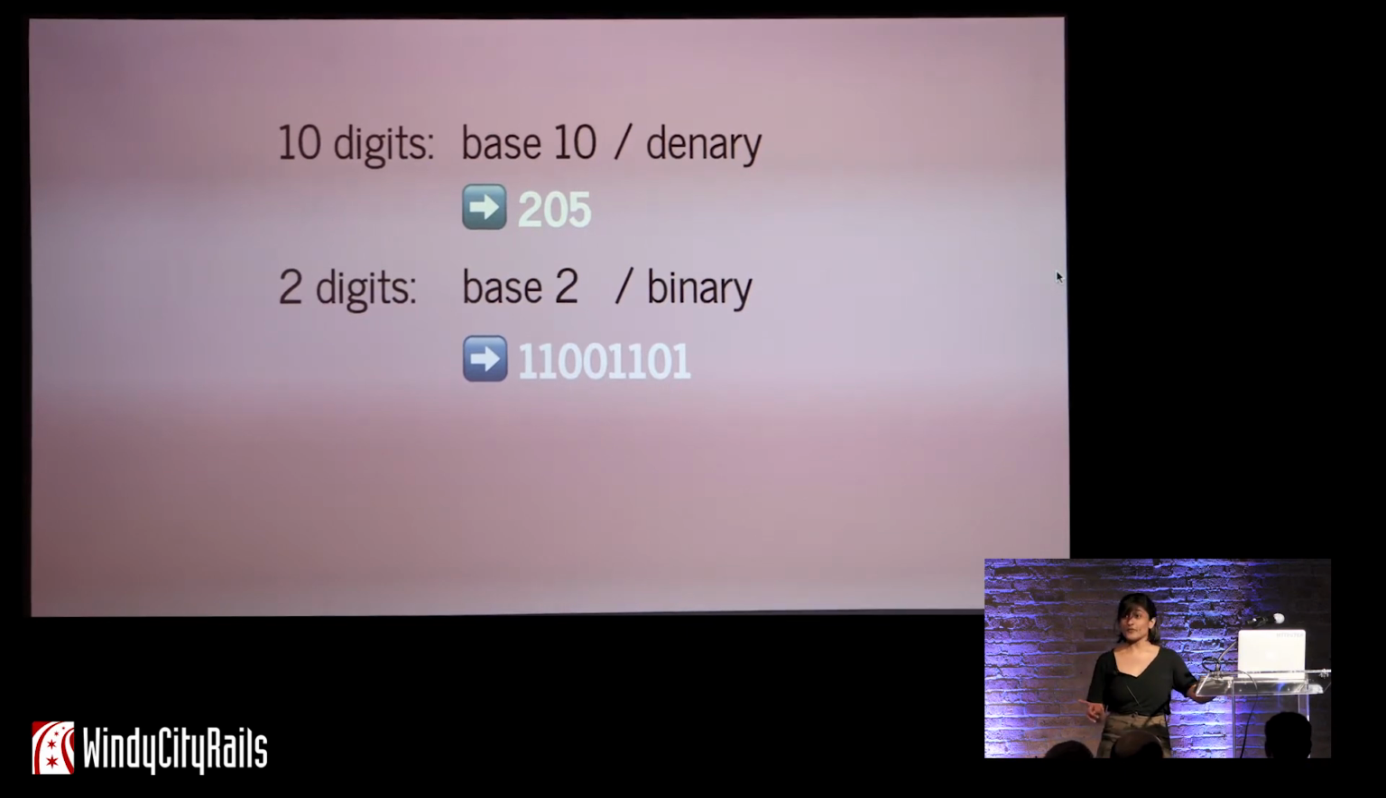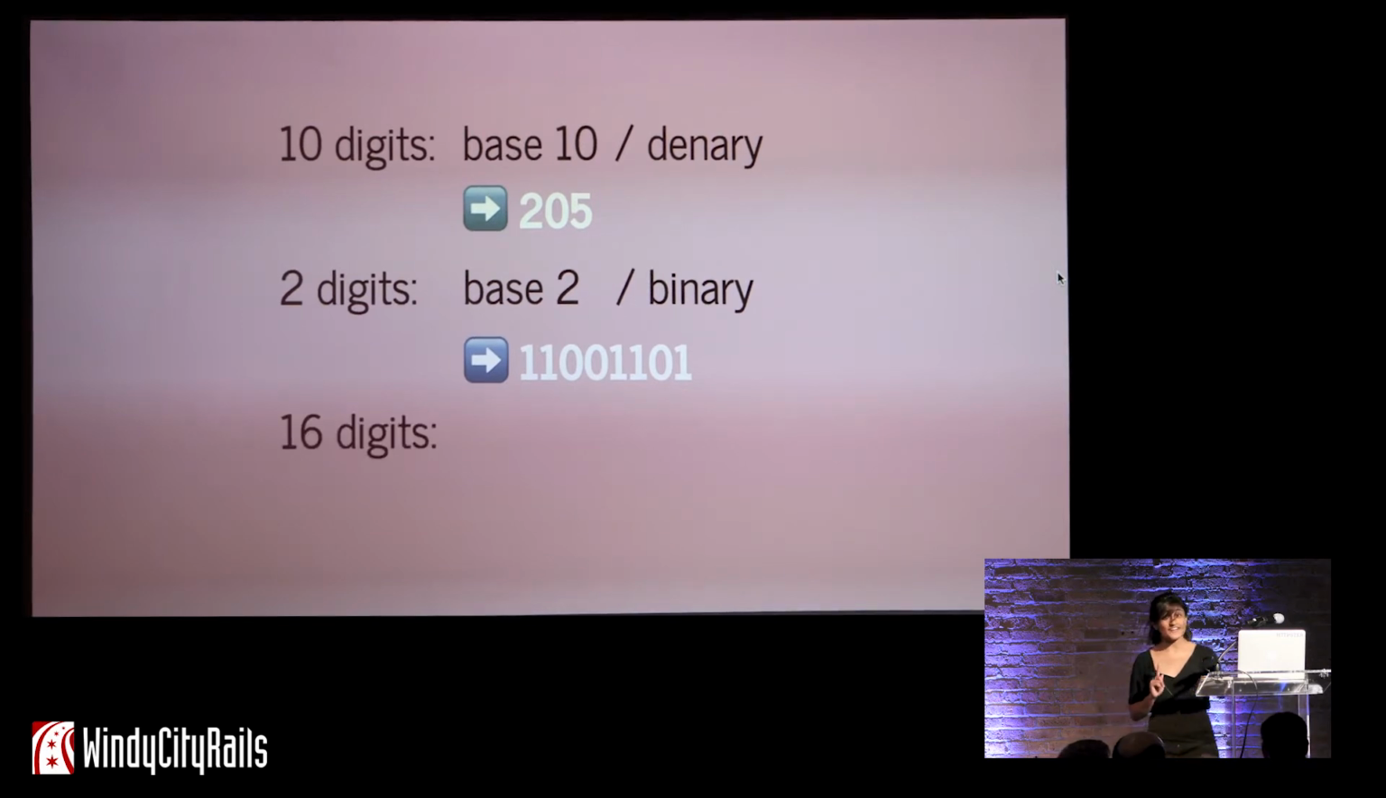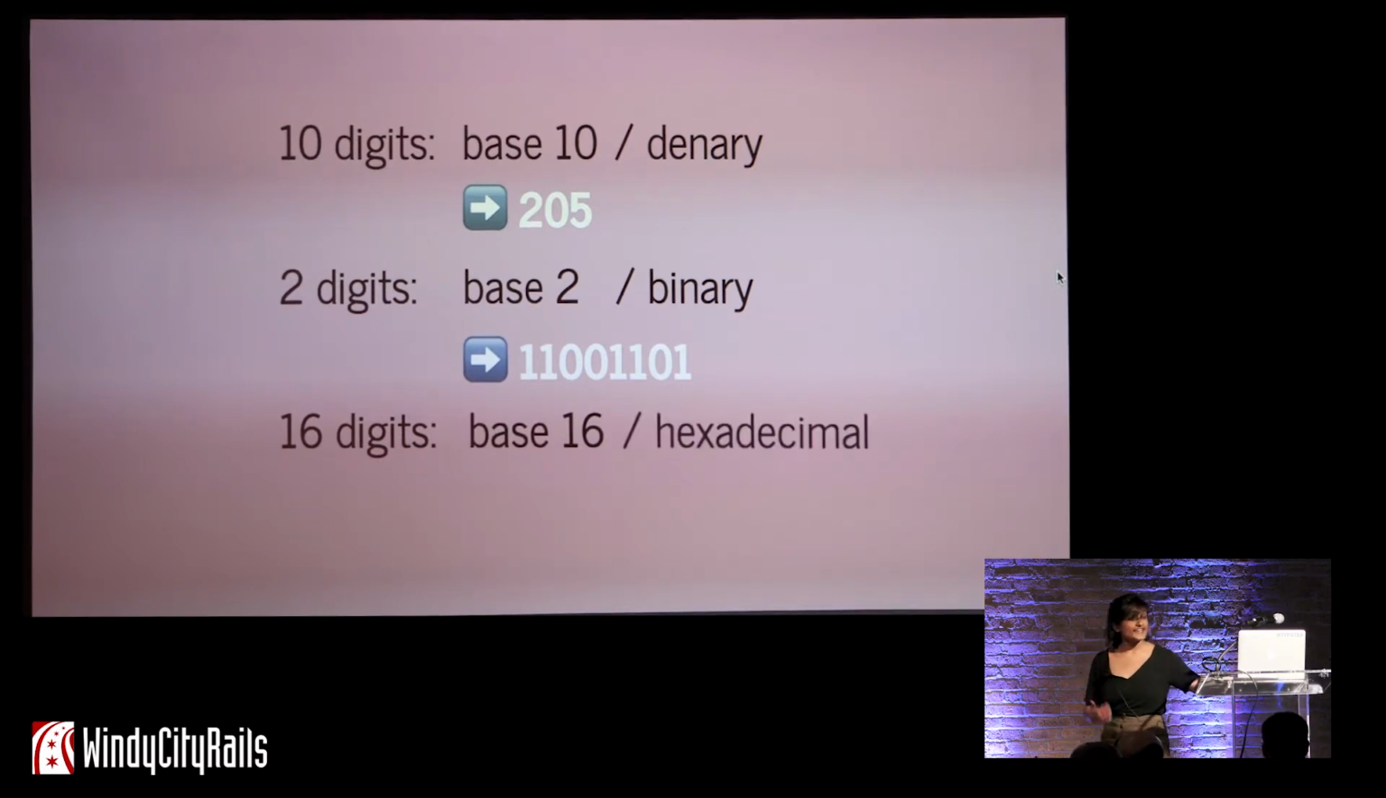But more than one way of doing something, right? You can also represent 205 using 16 digits. This is called base 16, or the hexadecimal number system. But how do you represent that? We only know 10 digits. How do you do that? How do you do 205 in base 16?